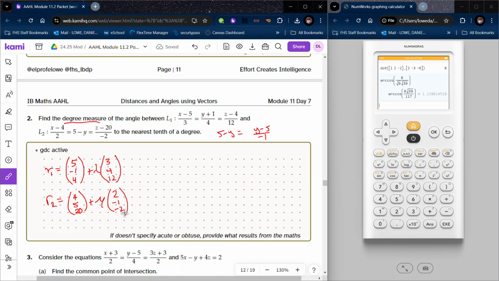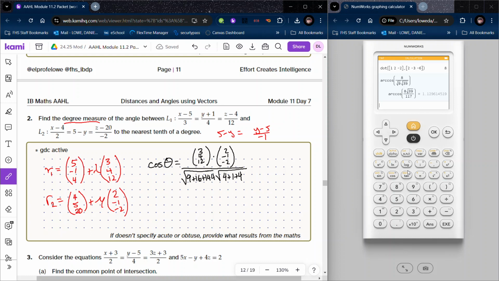All right. So that tells me that if I want to find the angle, the cosine of the angle between is going to be the dot product of my two directional vectors, 3, 4, 12 and 2, -1, -2, all divided by the magnitude of 3, 4, 12, which is going to be 9 plus 16 plus 144, and the magnitude of 2, -1, -2, which is 4 plus 1 plus 4. I want this to be to the nearest degree.